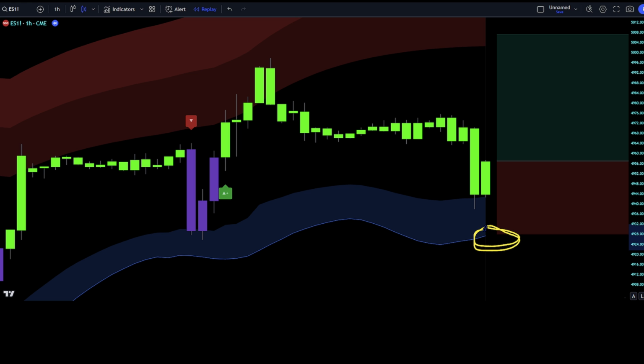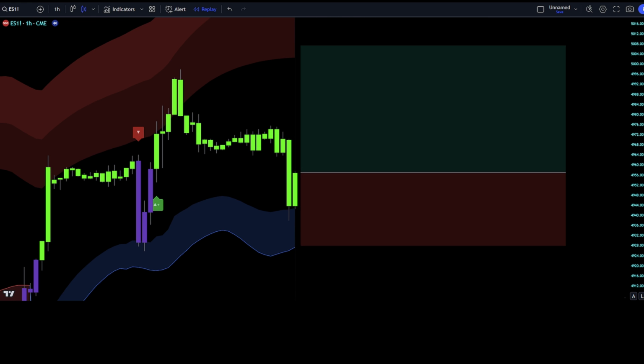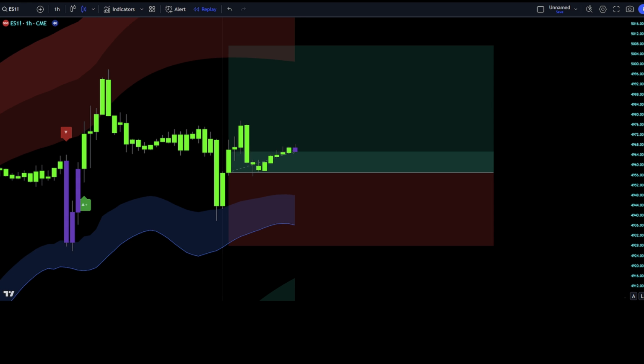We'll use the smart trail to position our stop loss and exit the trade when the price hits the upper reversal zone.